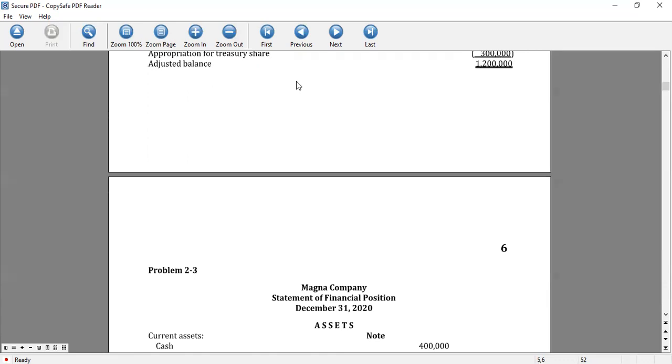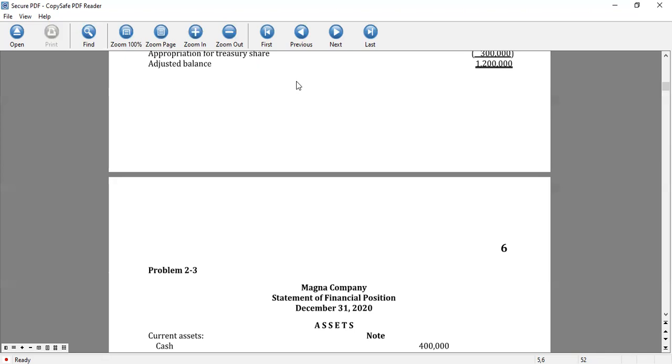statement of financial position. By the way, I did not answer problem 2-1 because I assigned that to you. So I will answer only 2-3 and 2-4. Again, I assigned to you 2-5 up to 2-16. Okay, I will now continue with problem 2-3.